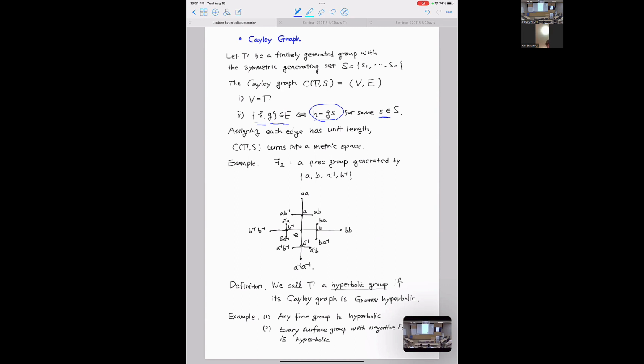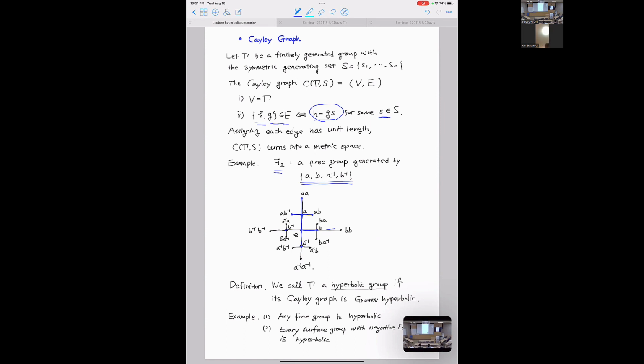For example, take the rank 2 free group. We choose the standard symmetric generating set, then you can draw its Cayley graph. Here is e, and there are 4 edges: a, b, b inverse, a inverse. Here again, so ab, aa, ab inverse, like this. So this is the Cayley graph of a rank 2 free group.